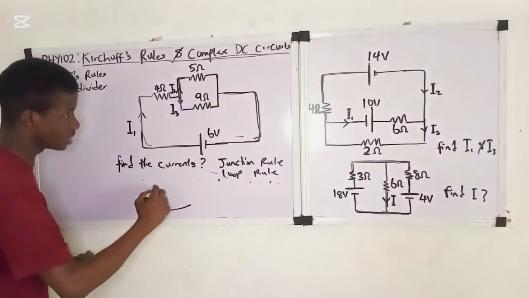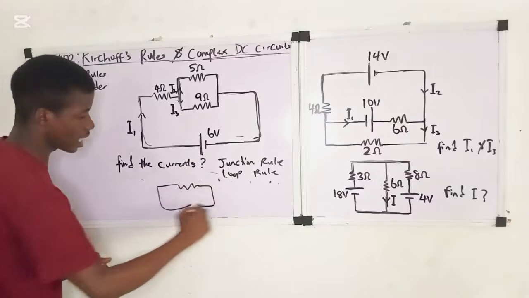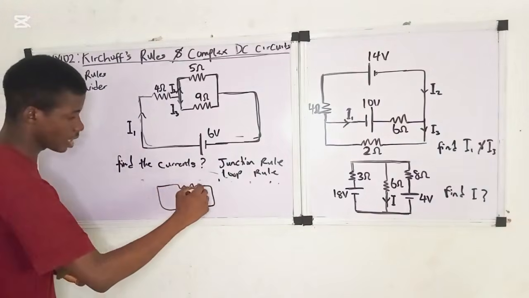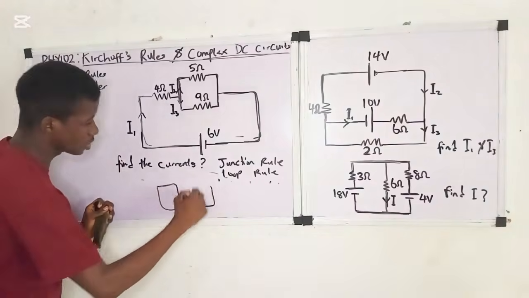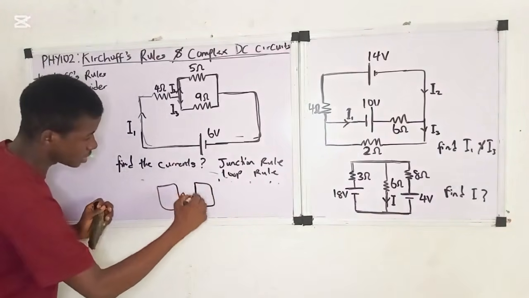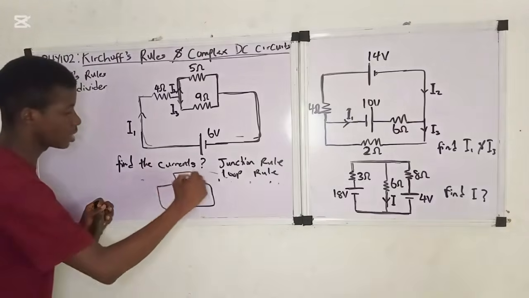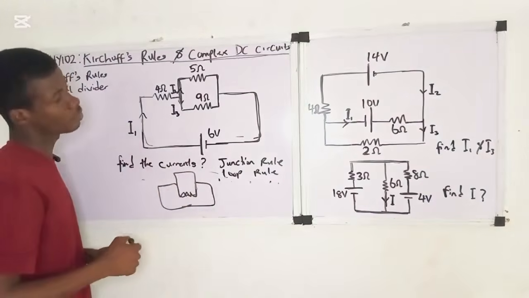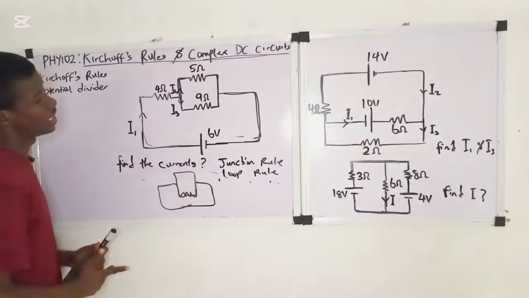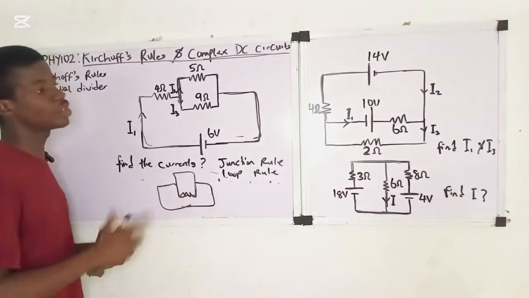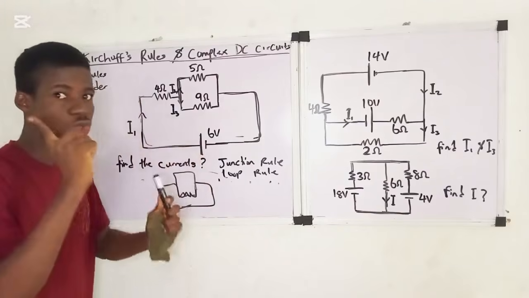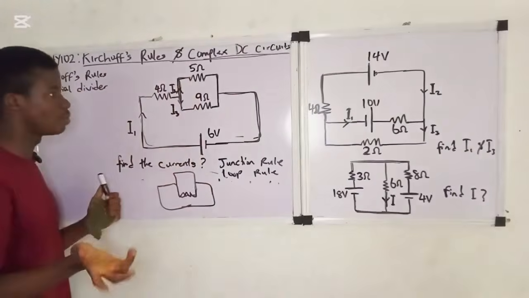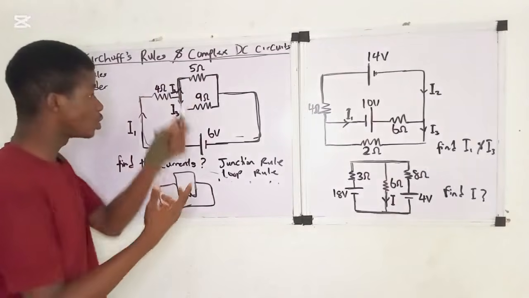This is one of the loops like this. The other loop is like this. So it's made up of two closed loops. At first you need to assign a direction to the loop. Very important. So the first thing you need to do is check the number of loops. There are two loops here.